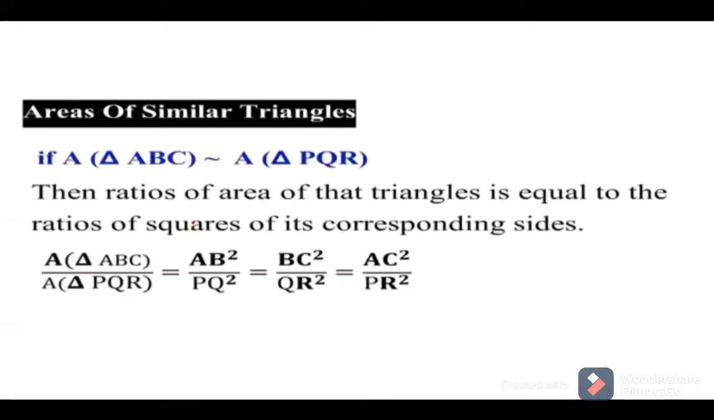Now let's see areas of similar triangles. If triangle ABC is similar to triangle PQR, then the ratio of the areas of those triangles is equal to the ratio of the squares of their corresponding sides.